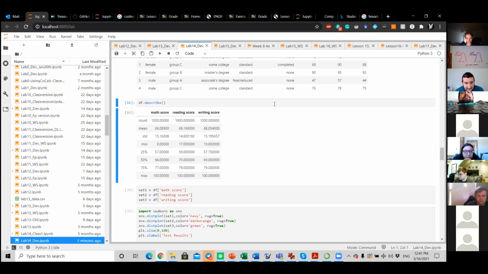The minimum grade that we had in reading was 17. The minimum on writing was 10. And we had someone who got a 0 on math. So yeah, that can happen. So comparing IQRs, what does that tell you? They're pretty acceptable size. It's pretty small.